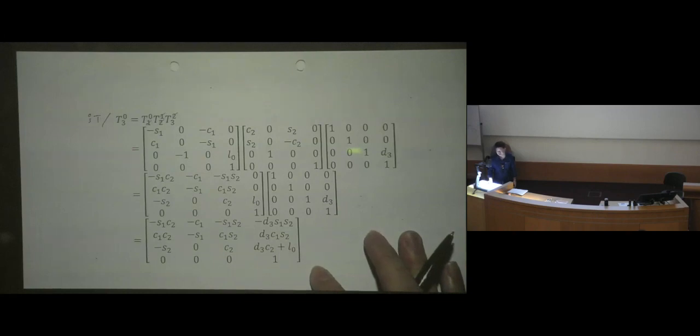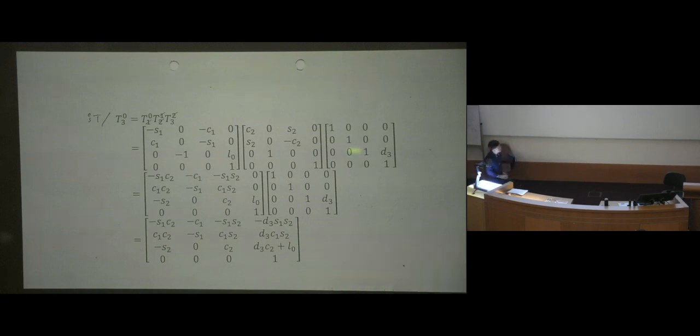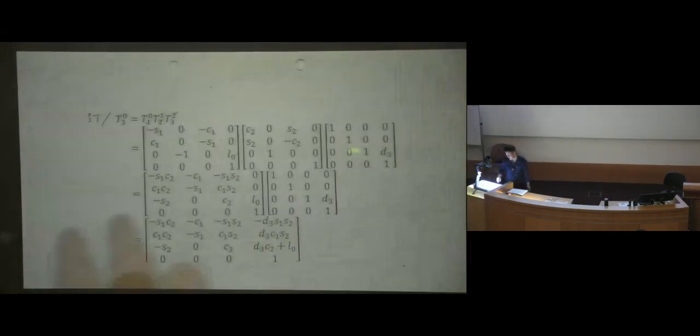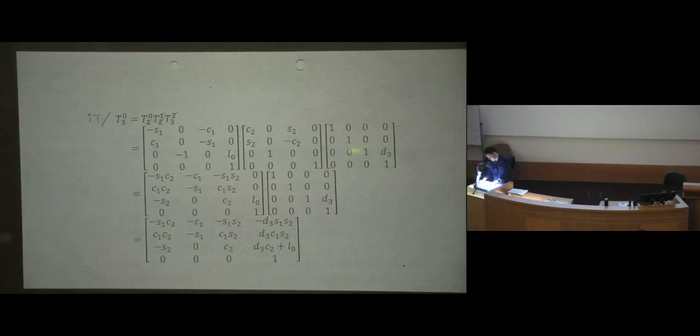Okay. So after you have your forward kinematics, after you have the kinematics itself, you can move on to determine your Jacobian matrix.